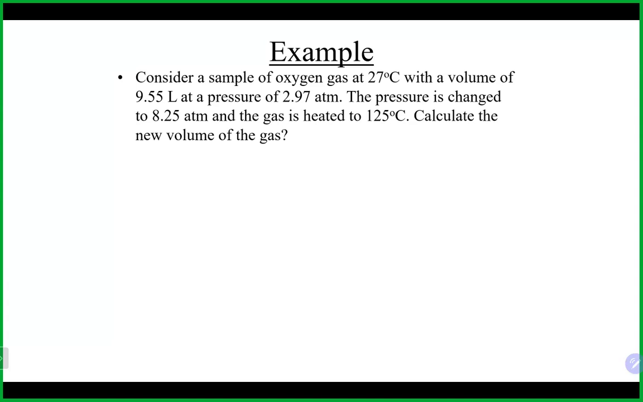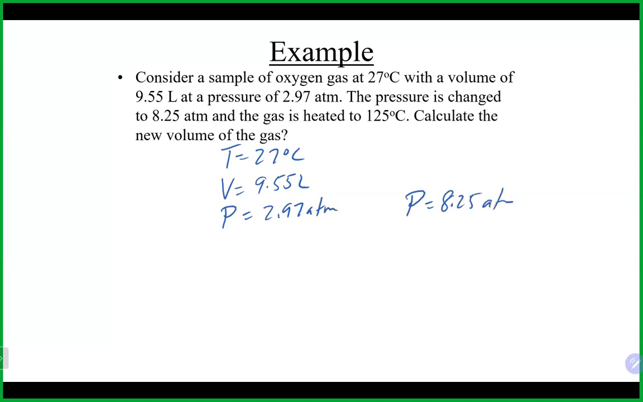Okay, so let's take a look at it. As we talked about last time, a lot of times with gas problems, it's a really good idea just to pull out the information and label it. So we obviously have a temperature at 27 degrees Celsius. We have a volume that's 9.55 liters, and we have a pressure that is 2.97 atmospheres. We got another pressure here of 8.25 atmospheres. We have a temperature there of 125, and we are looking for a volume.